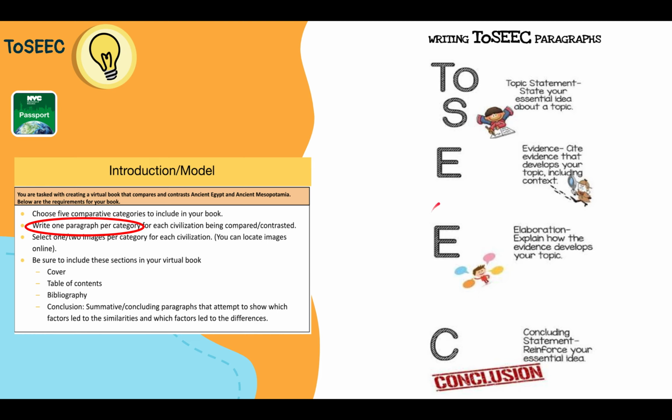Then you're going to elaborate. E stands for elaboration. You're going to explain how that evidence helps support your response or how it develops your topic. And finally, C stands for concluding statement. This is where you're going to reinforce your essential idea or restate your topic statement.